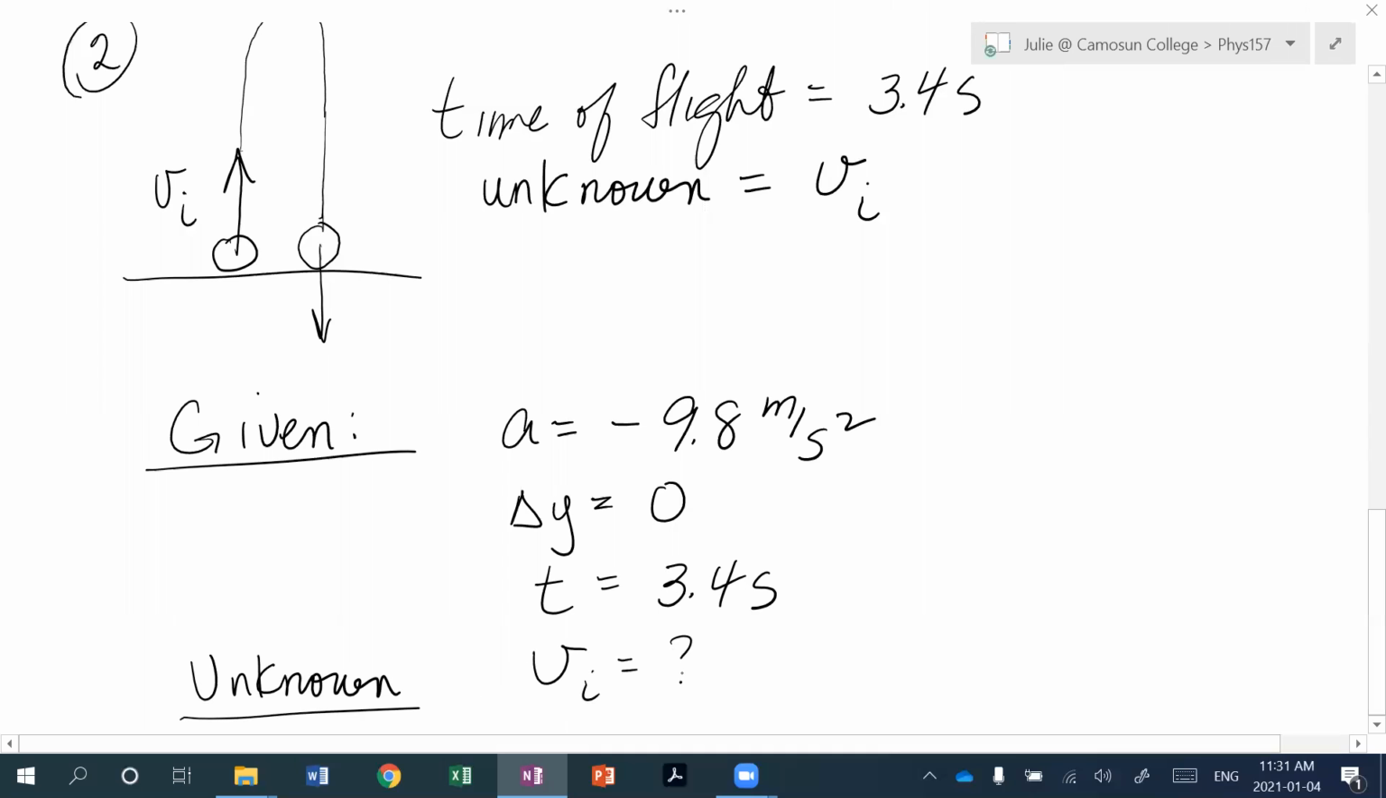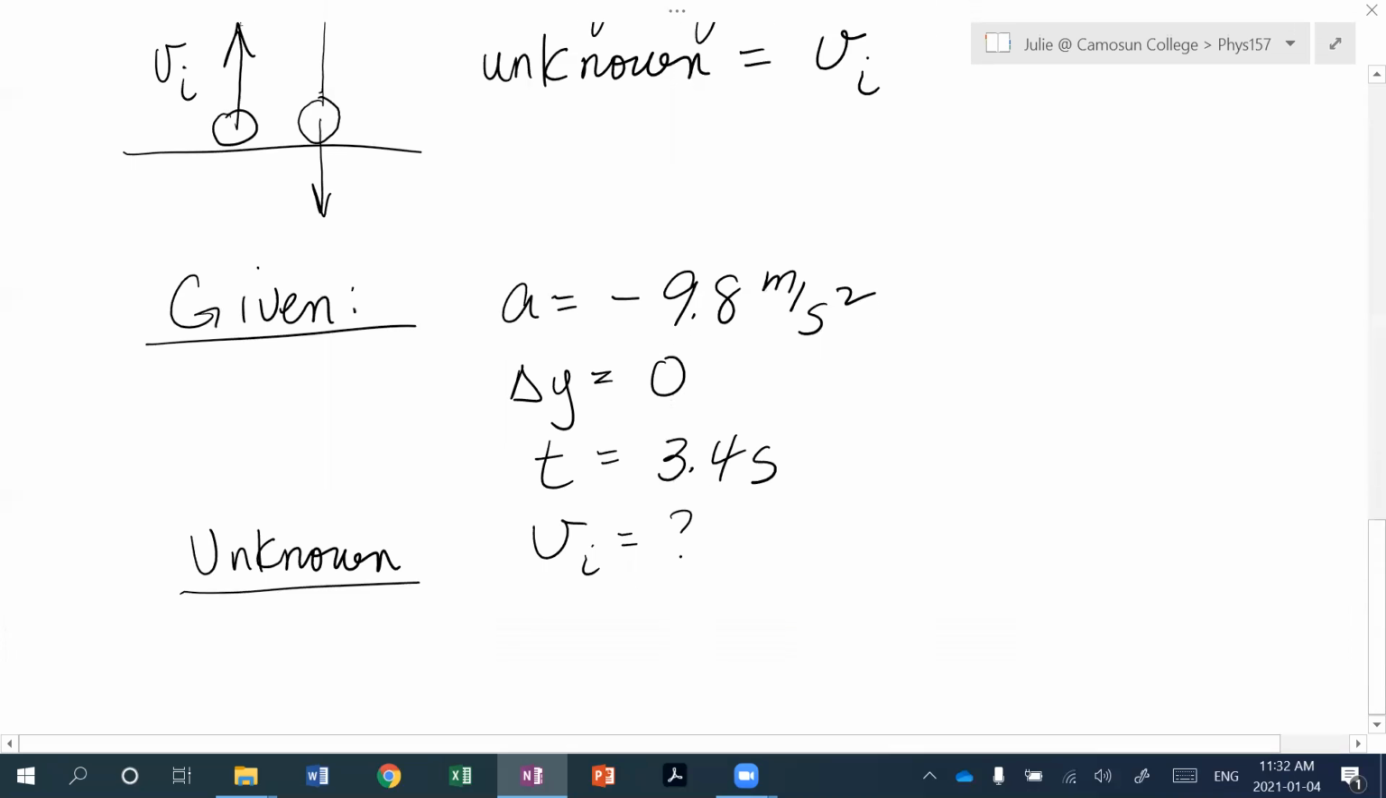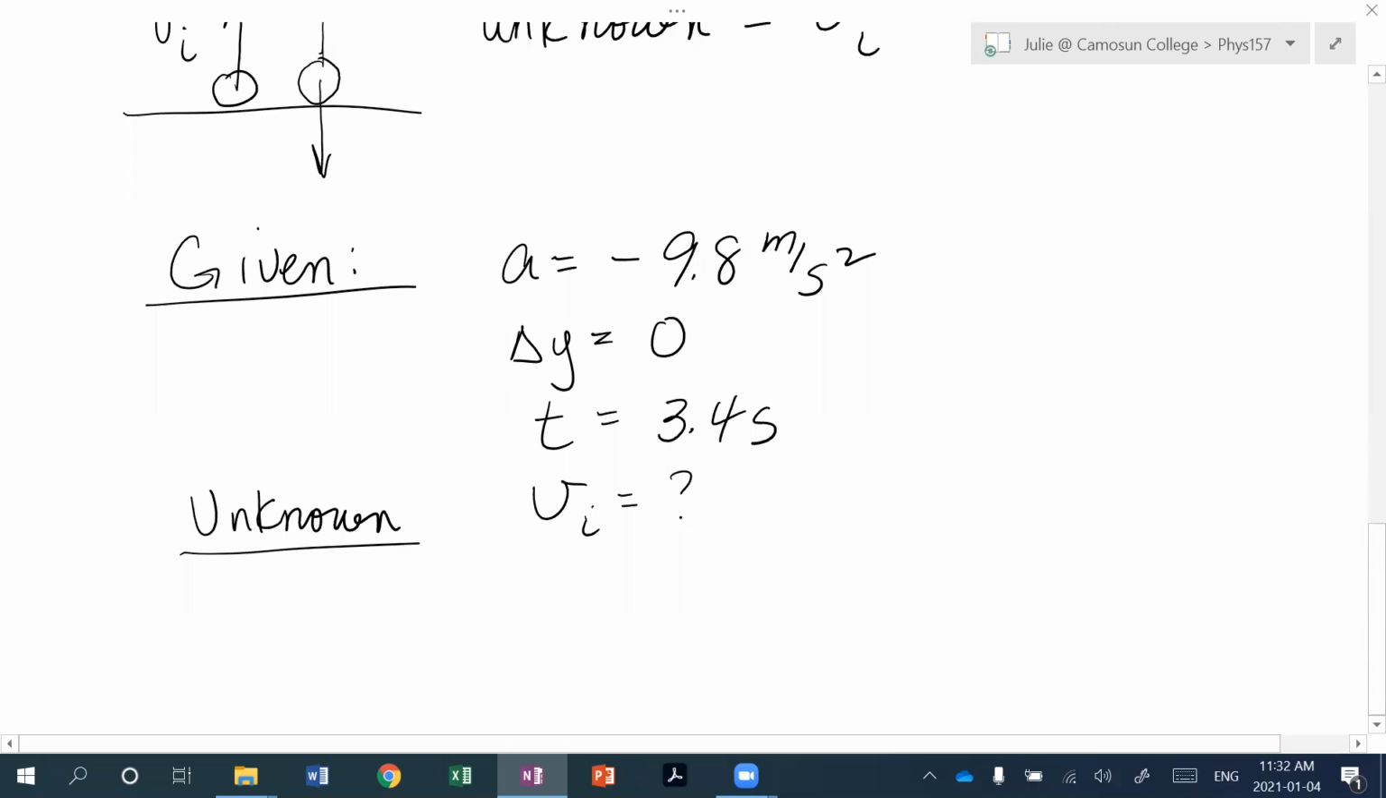Okay, so we could use the equation that has those four. That's the one missing VF. But that's not such a hot equation to use because it's got a t squared in it, and it tends to get students messed up. You could also use another set of givens.